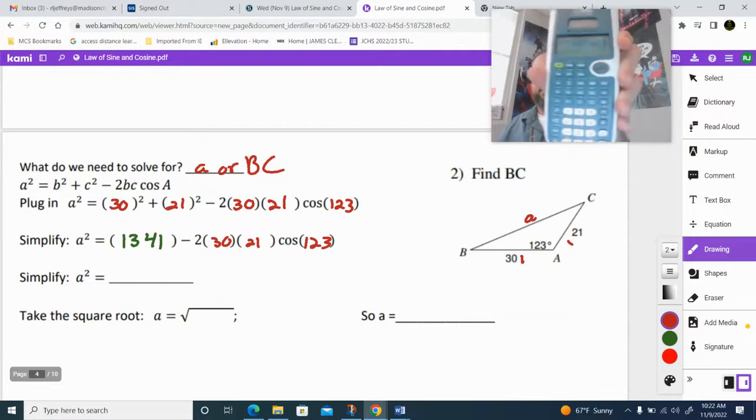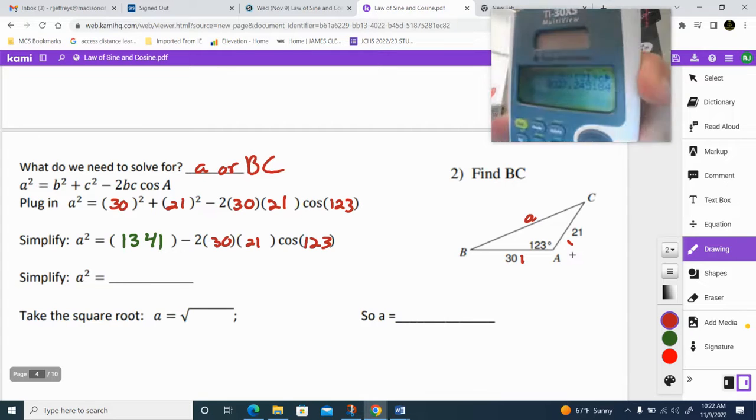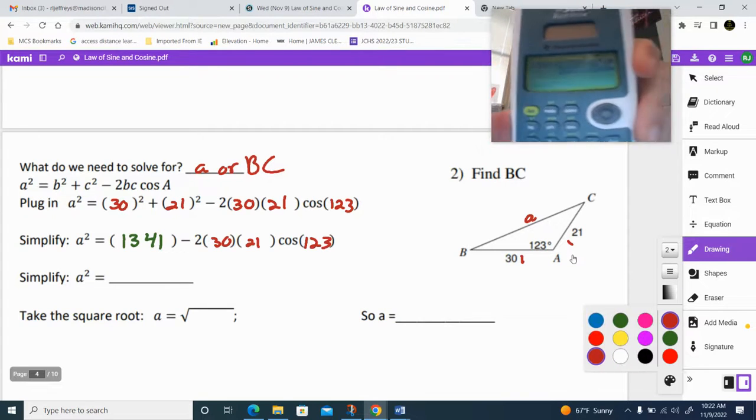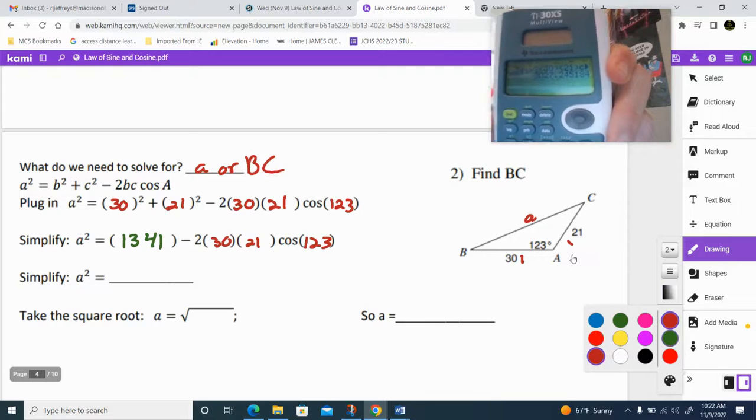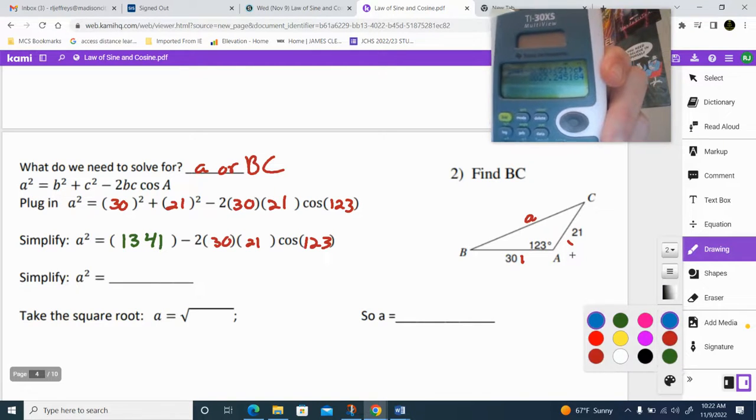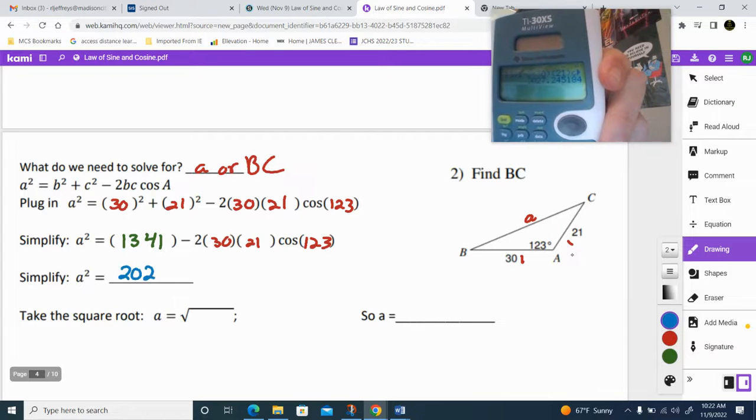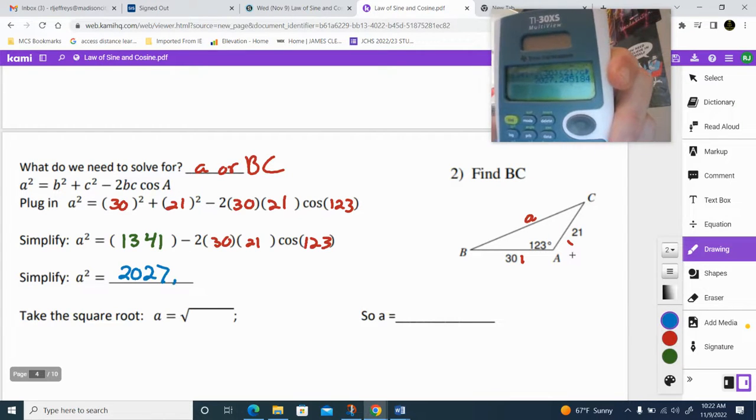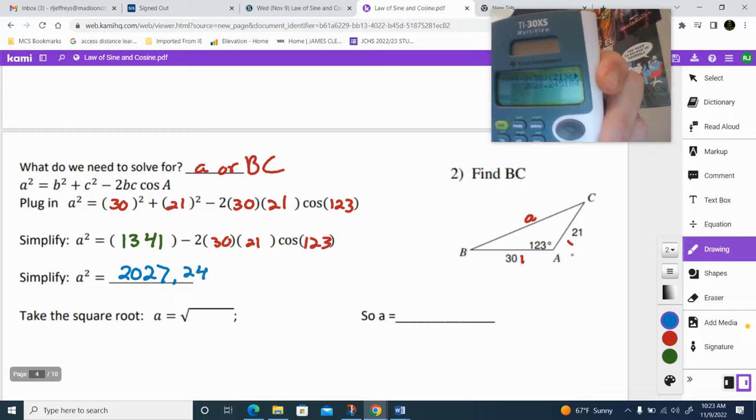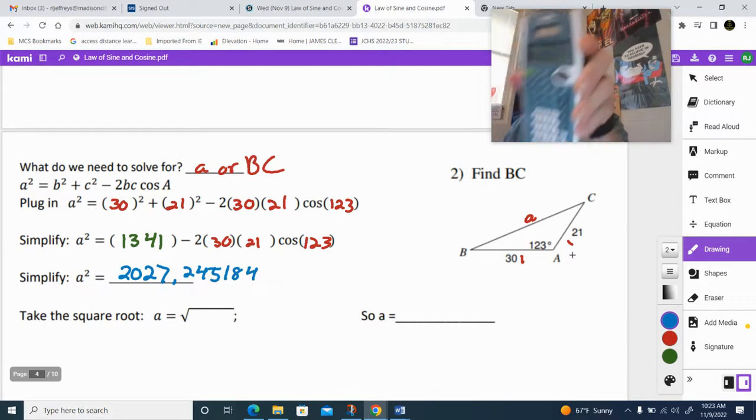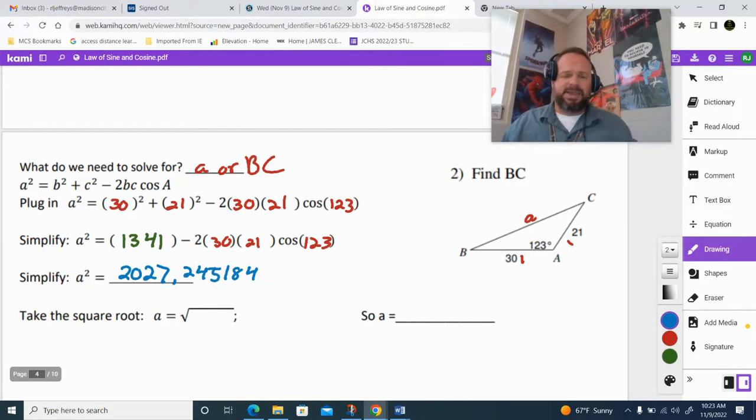All right. So from that step, I need another color. I get 2027.24518.4. Okay. So I get that. And then I take the square root of that. I'm just going to say that right there.